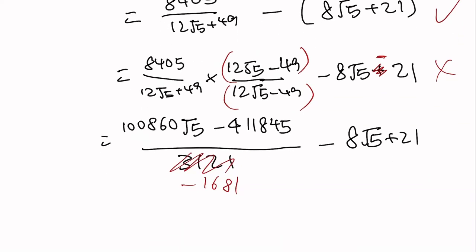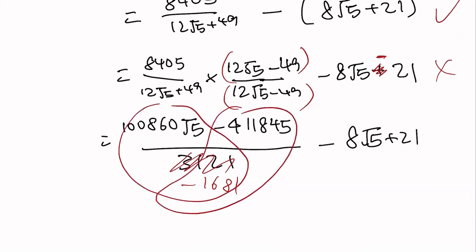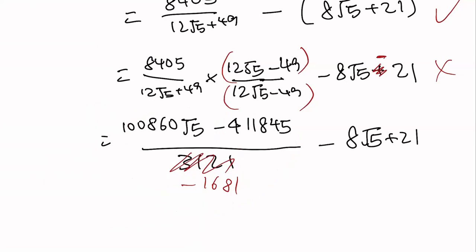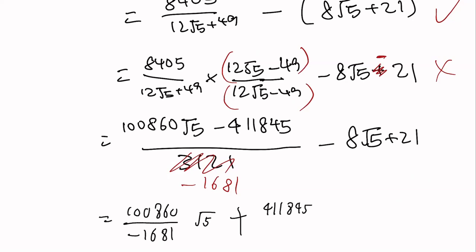And then you realize that this guy and that guy can simplify. So let's just write it down first. 100,860 over negative 1681 times root 5. Then minus minus becomes a plus. 411,845 over 1681. I already cancelled away the negative, so that's why I didn't put a negative here. Is it clear? I'm going a bit fast.